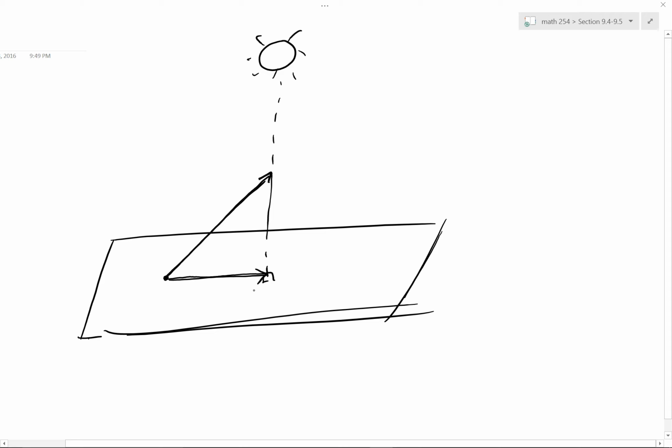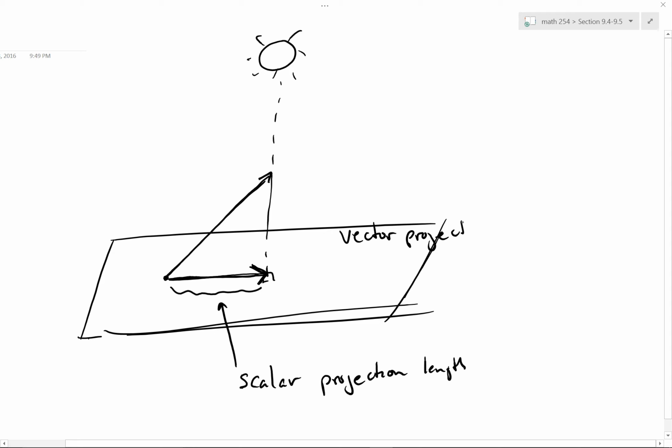That makes sense? And the length of this guy, we're going to actually call the scalar projection, the length of it. It's just a length. Okay. The actual vector with the length and the direction we call the vector projection. Okay. So we're going to talk a little bit more about that in class on Wednesday. So I want to kind of leave that for there. So when you get to the part of section 5 where it talks about vector projections and scalar projections, I want you to just go ahead and stop right there.